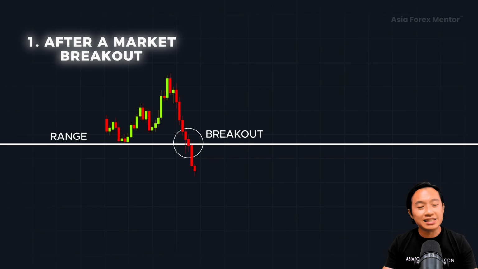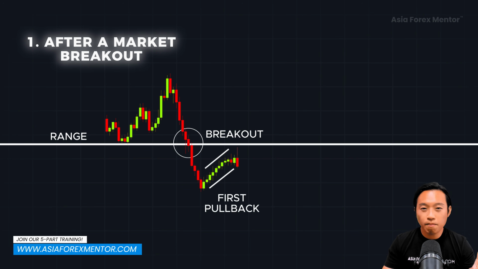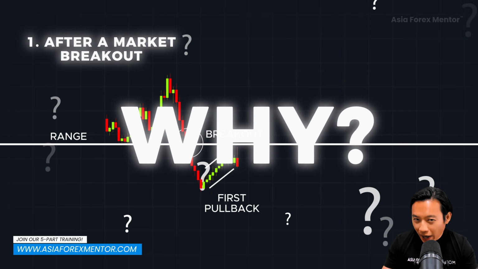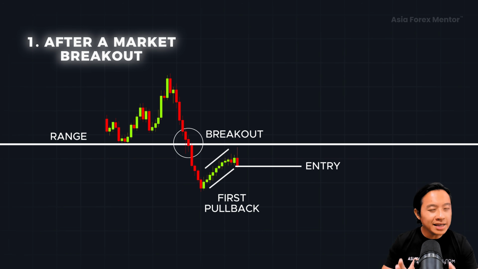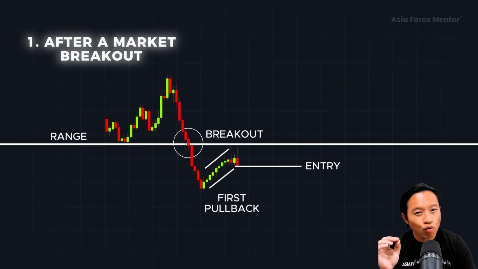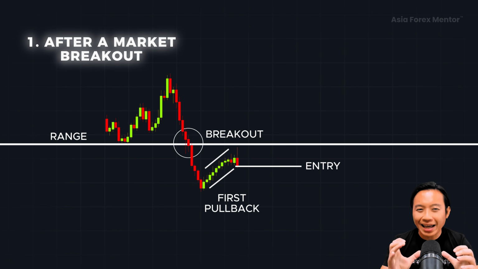When the market breaks down, the best time for you to trade the flag pattern is during the first pullback. Why? When a bearish flag pattern starts to form after the breakdown, it's the perfect moment to jump in. Well, for one, traders who miss the initial move will be eagerly waiting for a pullback.